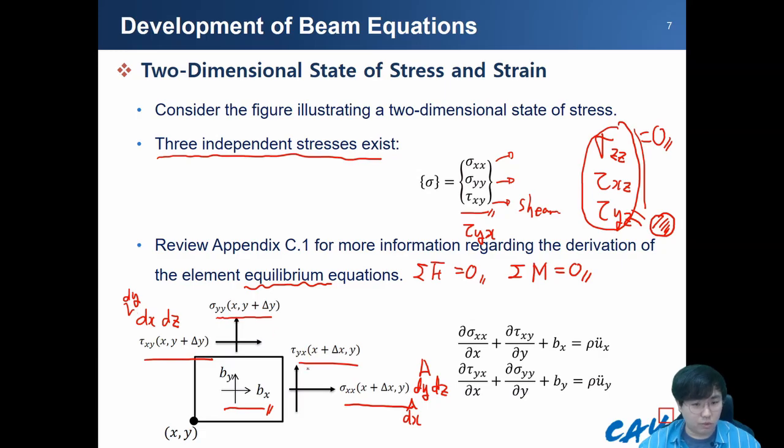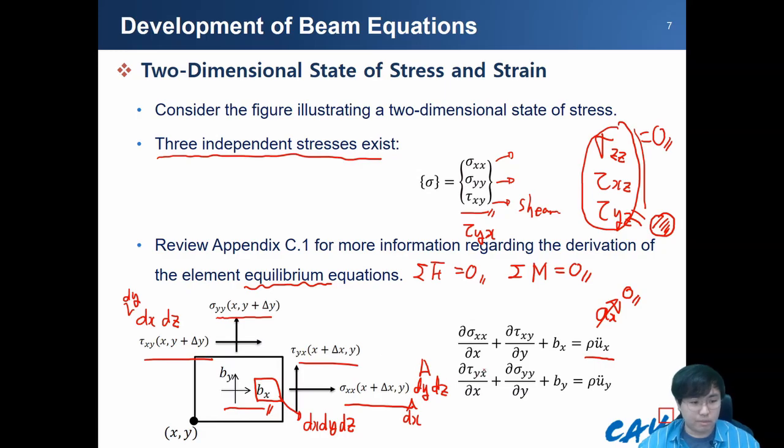So anyway, here this bx is related to the body forces, so the body forces you should multiply by dx, dy and dz, the total volume of the solid structure. This is related to the acceleration of the system, so rho is the unit mass, and u double dot is the acceleration in the x direction. However, we are going to consider only the static condition, so the acceleration always becomes 0.